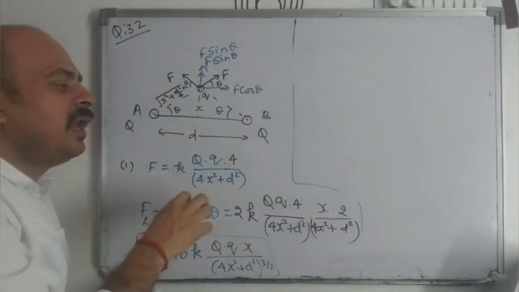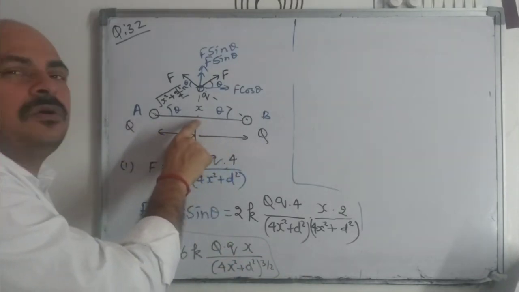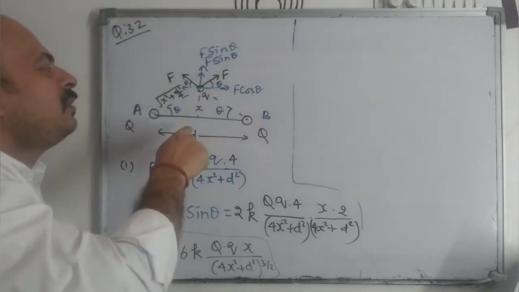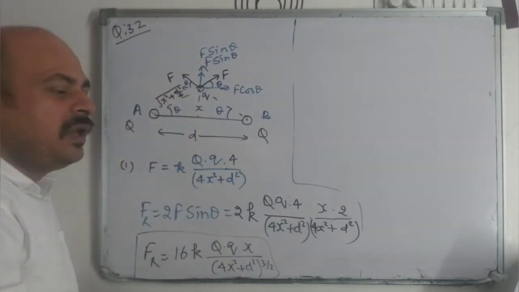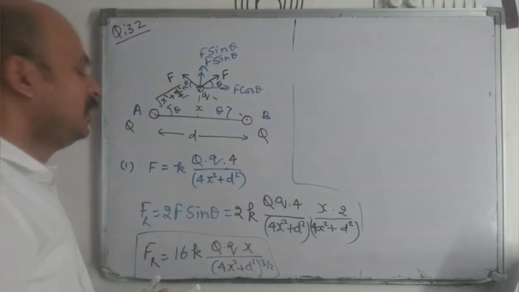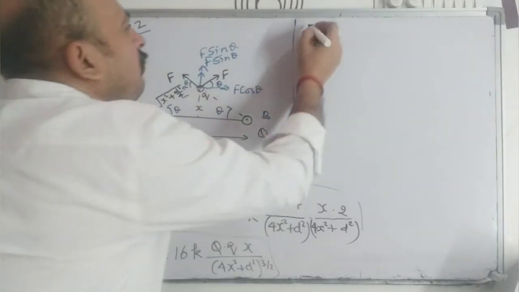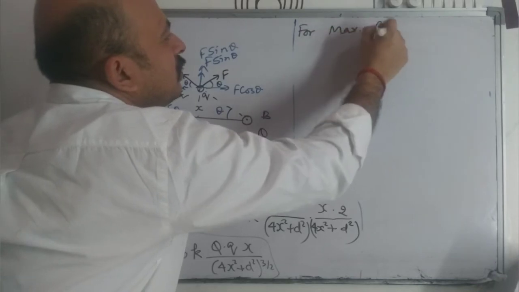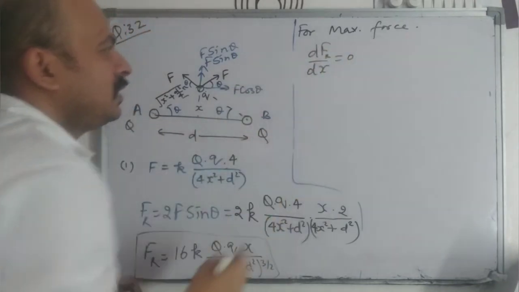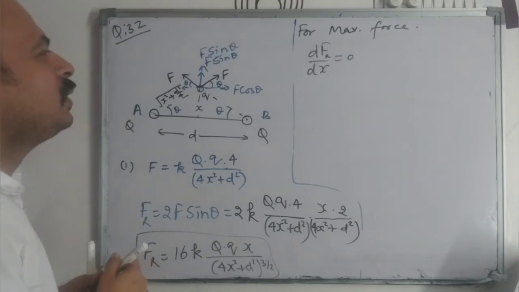Similarly, the same concept can be used for the electric field. The electric field due to these two charges will be 0 here and at infinity it will be 0. But there will be a point in between, from this point to infinity, where the electric field will be maximum. So how to calculate? Let us understand the concept. We know that force will be equal to this. Now for maximum force, dF by dx should be equal to 0. Because we are taking the resultant force Fr, dFr by dx should be equal to 0.